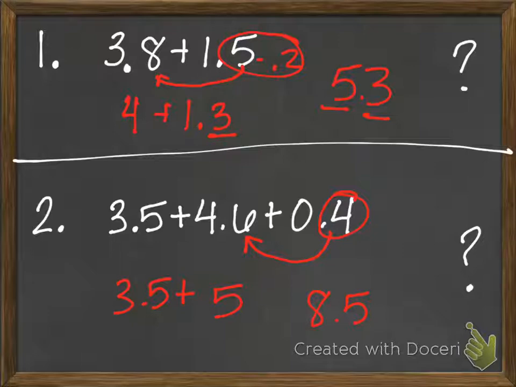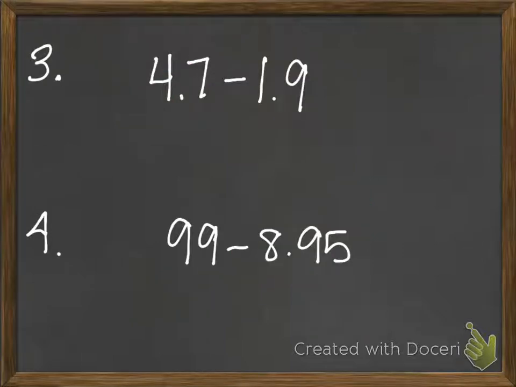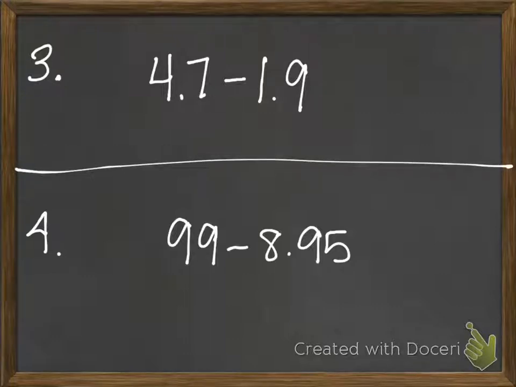All right, now I want you to try 2 subtraction problems. The first one I would like you to try for subtraction is 4.7 minus 1.9, and then put your answer in the quiz question. And then on number 4, I would like you to do 99 minus 8.95. On this first one, I'll give you the answer first. The answer is 2.8. I'm going to add a 0.1 to this number to make it a whole number of 2. So now my problem looks like 4.7 minus 2.